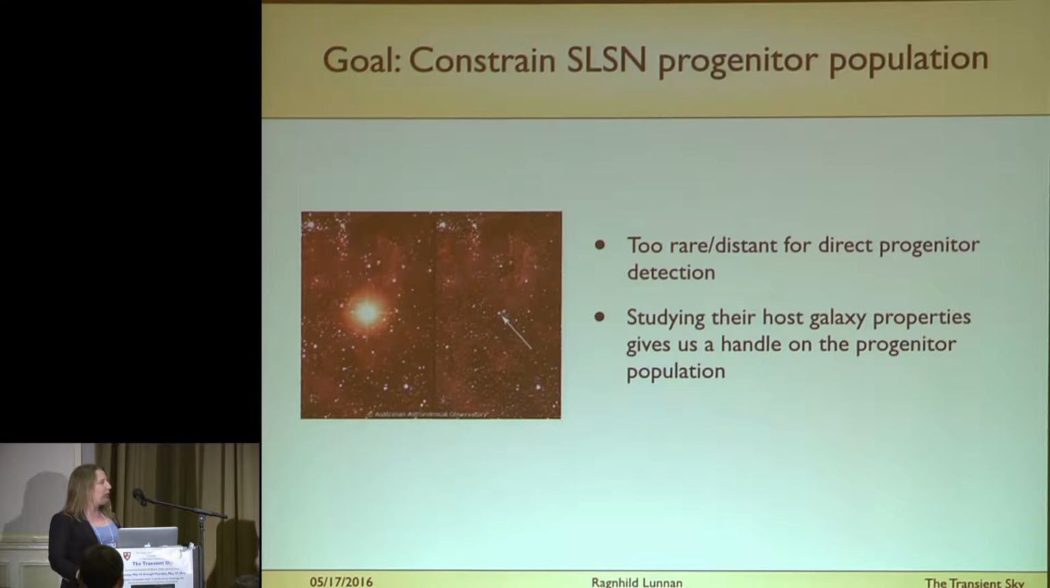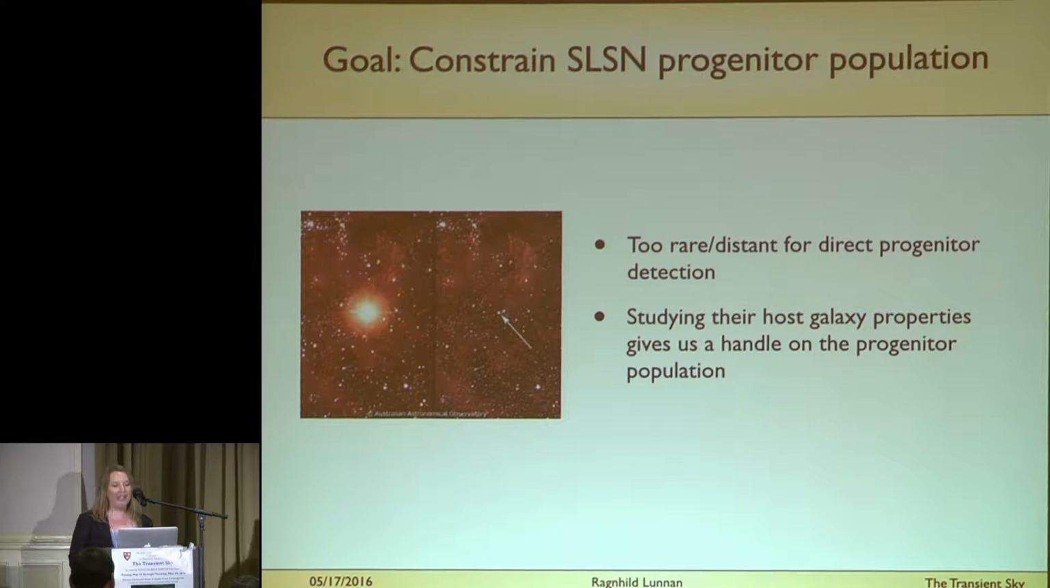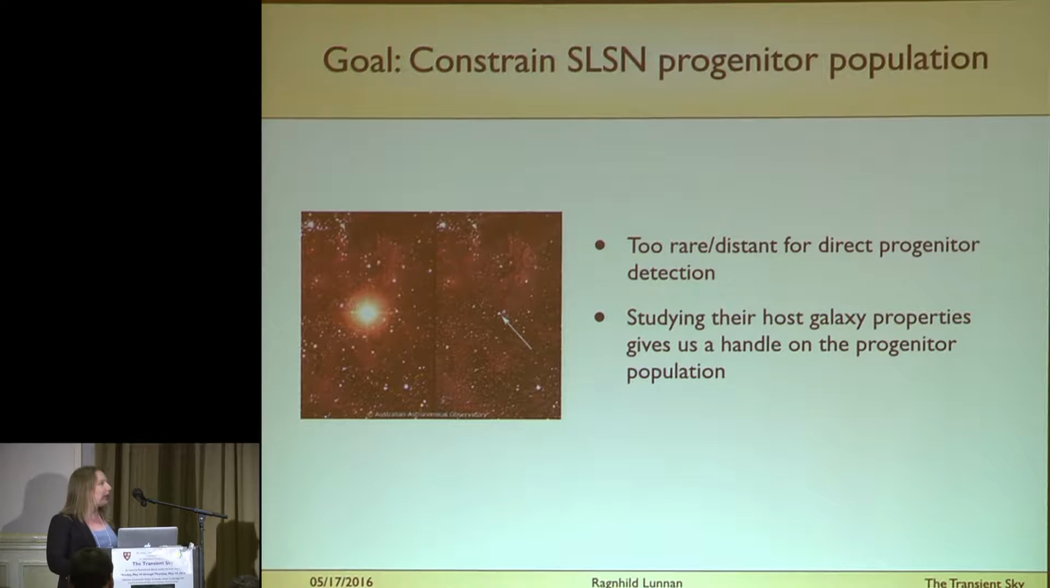So let me first remind you, why do we actually care about the host galaxies to begin with? Of course, the goal here is we want to know what kinds of stars explode as superluminous supernovae. And it would be wonderful if we had an event that was really nearby and we could just go look at some pre-explosion imaging from HST or something and just look at the star that exploded. This is 87A, the most extreme example, I guess.